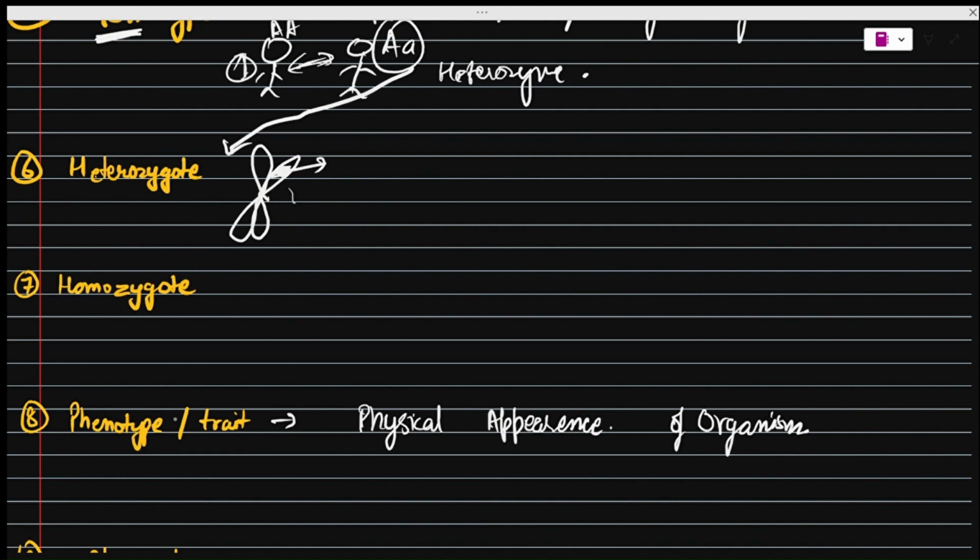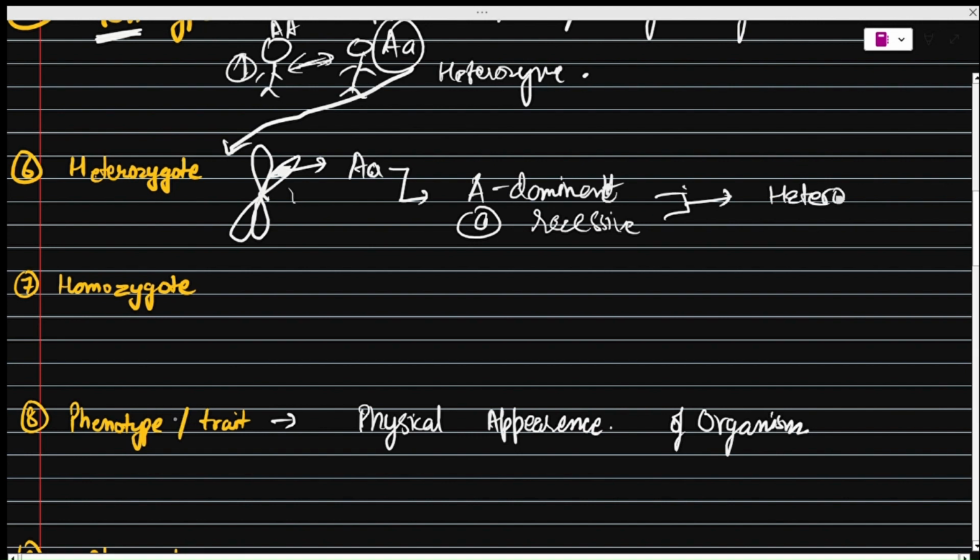And now this particular locus contains capital A and small a. So capital A and small a are two different alleles. Capital A is the dominant one, and small a is recessive. Because these two are different, that's why we are using the term hetero here and complementing it with zygous.